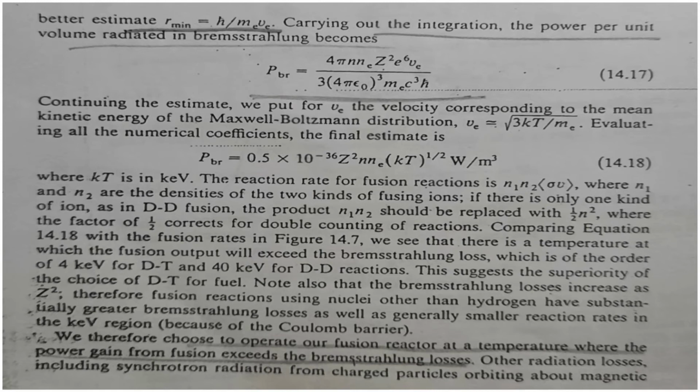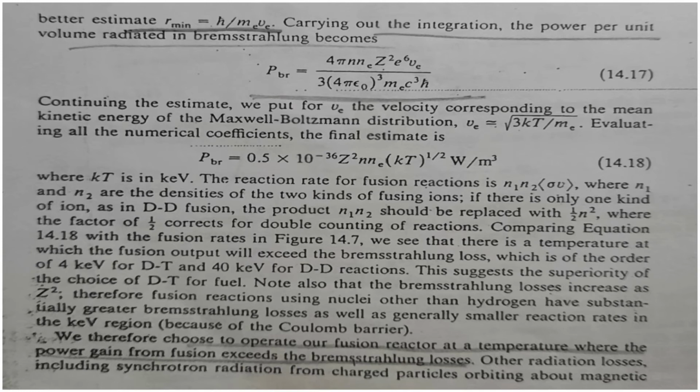So after carrying out the integration, the power per unit volume radiated in Bremsstrahlung becomes PBR is equal to 4 pi n into Ne z square e raised to 6 Ve divided by 3 into 4 pi epsilon 0 all cube me c cube h cut. So here we are going to give an approximation, that is Ve is estimated as the velocity corresponding to the mean kinetic energy of the Maxwell-Boltzmann distribution. So Ve is approximately equal to root of 3 kT divided by me.